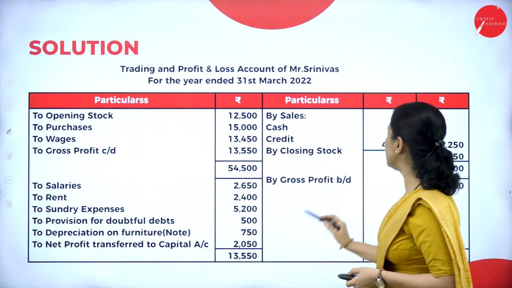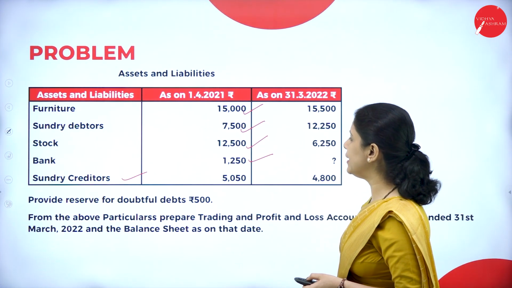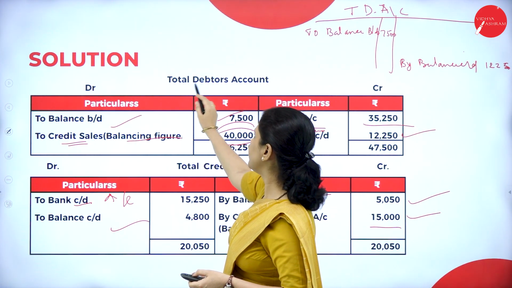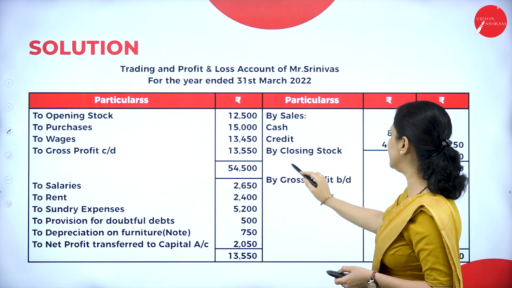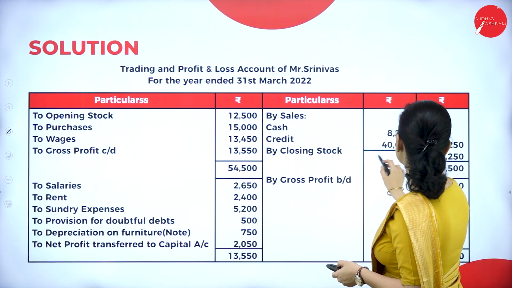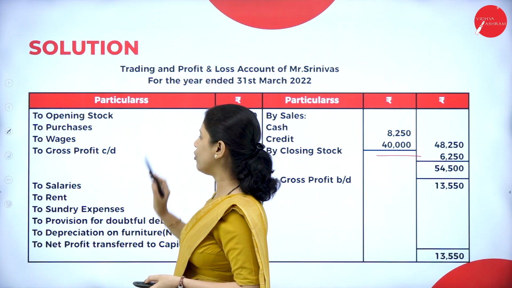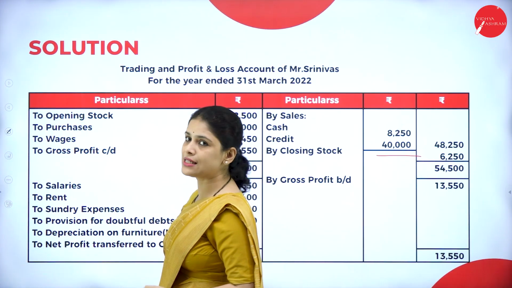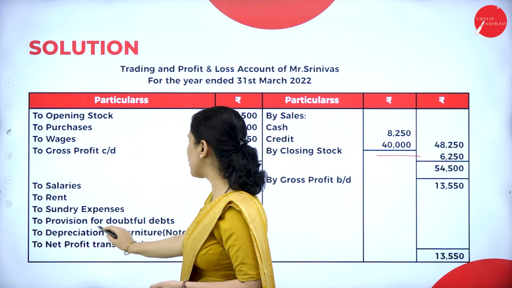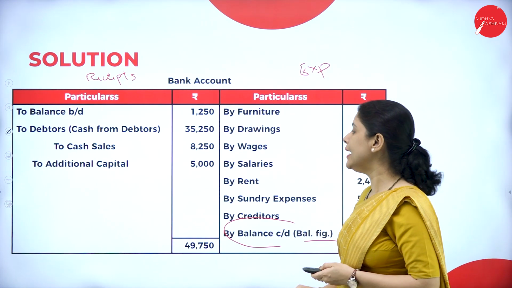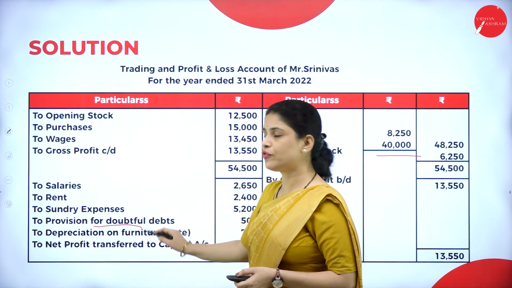After that, sale. Cash sale is given. See here, cash sale is already given, that we have to include, and credit sale we found from the total debtors account, that also we have to include. So, cash sales, credit sale, and closing stock is also given, that is 6,250. After that, as usual, we find the gross profit, and after that we have to write all the expenses in the profit and loss account. What are they? Salary, rent, sundry expenses and provision for doubtful debts. Where is it given? It is given in the adjustments. Provide reserve for doubtful debts. So, provision for doubtful debt is given.